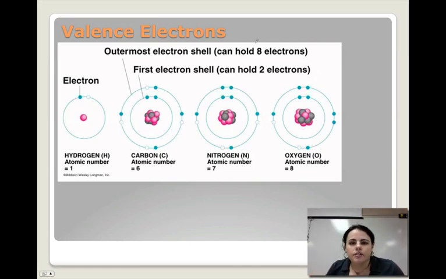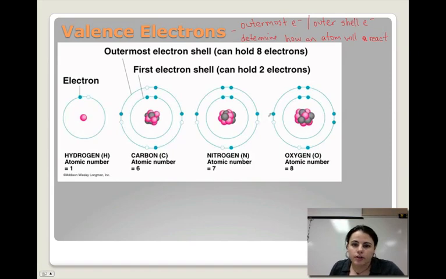Last thing that we're going to talk about are valence electrons. Valence electrons are important. They are the outermost electrons. So they are in the outer shell, electrons only. Okay. These are important because they determine how an atom will react with other atoms. So we need to know how many valence electrons there are.